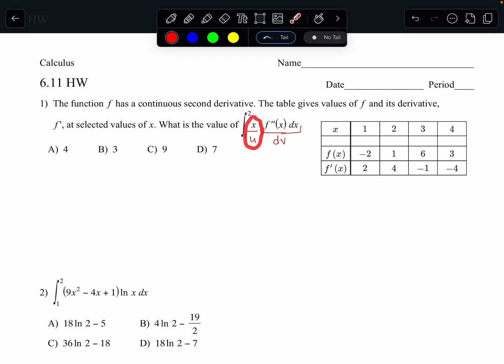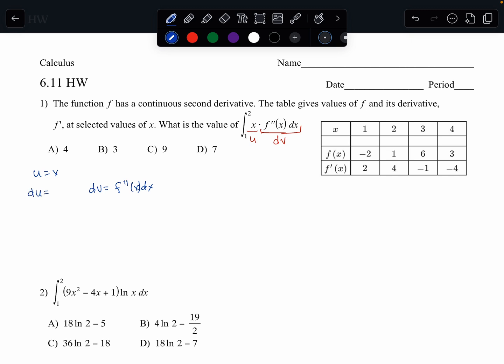This is easier to integrate. Well, they're kind of both. You could probably do either here, but I think I'm going to stick with that. So for integration by parts, u is equal to x, and dv is equal to f double prime of x dx. I'll just go with this right here.